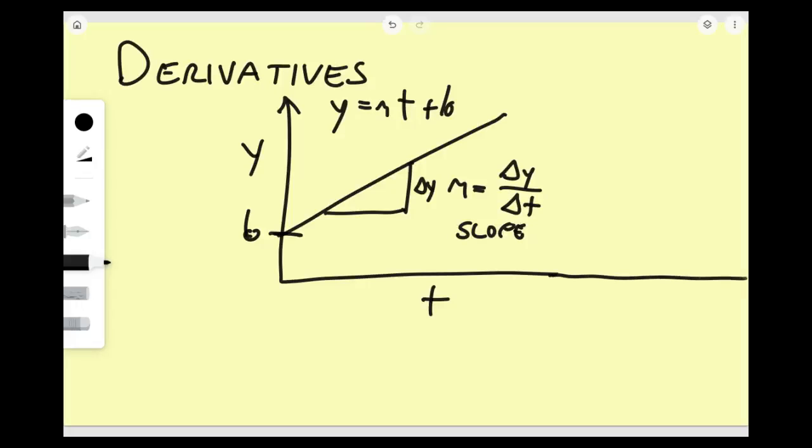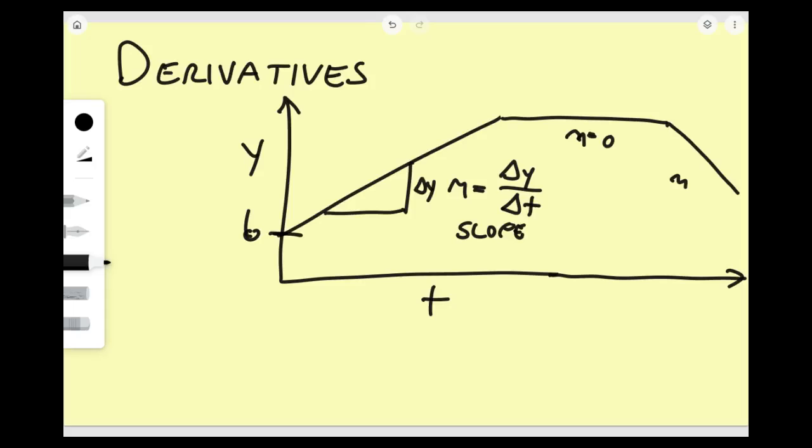If we extend this graph farther, we can have a more complicated function. And for that function, this simple line equation isn't going to work anymore. So I added two extra parts to this function. One where the slope is 0. So here, m equals 0 there, and then here where m is less than 0. And in this first part, slope was positive. It was greater than 0.